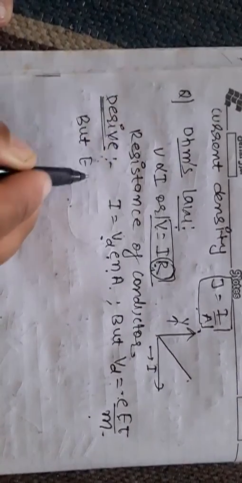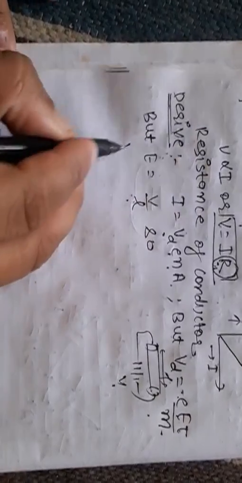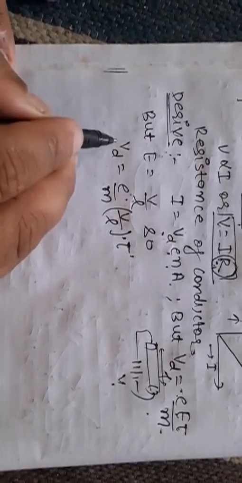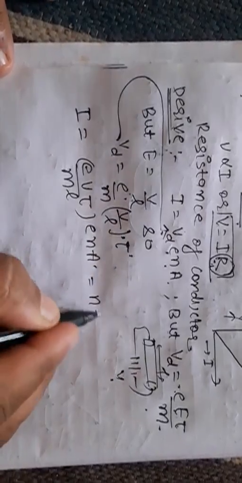But also you know what E is: E = V by L. What is V? V is the potential difference you are applying across a conductor whose length is L. So let us put this value of E in this expression, so that you get drift velocity equal to e by m into V by L into tau. Let us put this drift velocity in the expression for current. If you put it, you get current equal to (e V tau / m L) into e n A. This may be written as n e square tau into A upon m L. Clear? Let us go further.